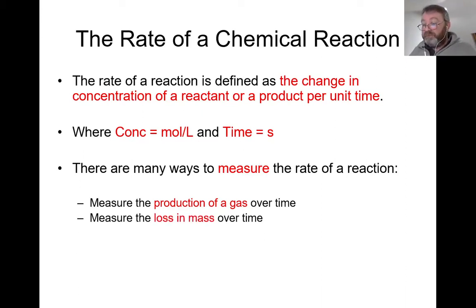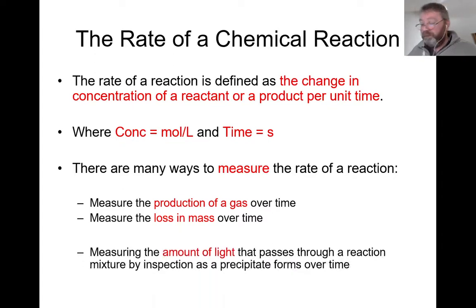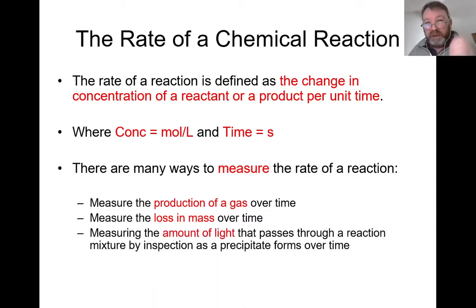Secondly, you could simply measure the loss in mass of a substance over time. And thirdly, you could measure the amount of light that's able to pass through. So if light is able to pass through no bother at the beginning when the solution is clear, we could simply time how long it takes for the light to stop coming through when the solution gets cloudy. All right, and each of these three will be examined as we go through this chapter.